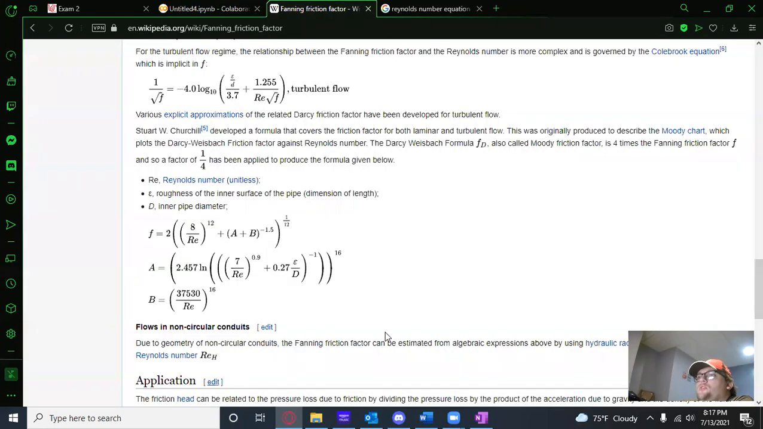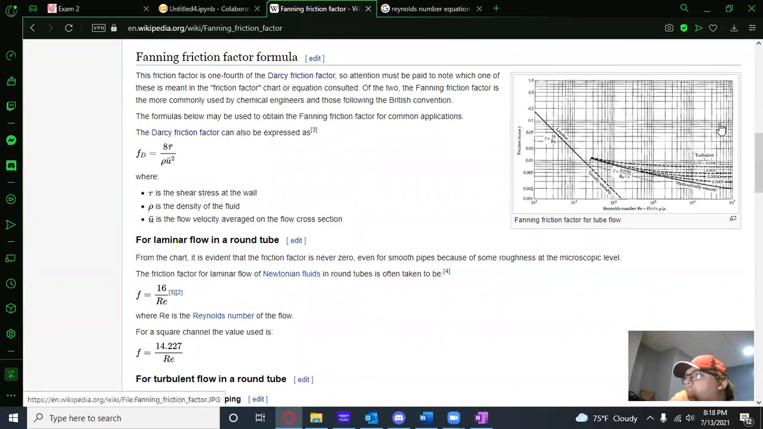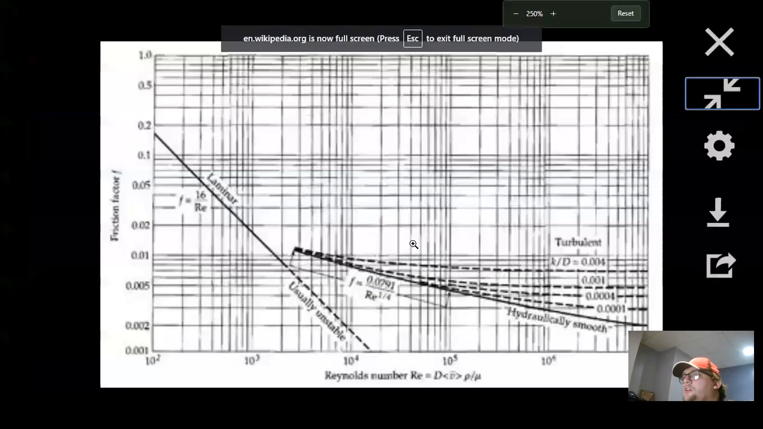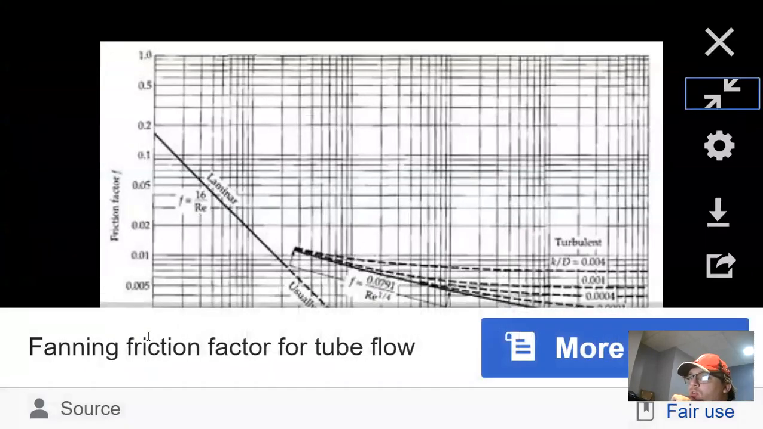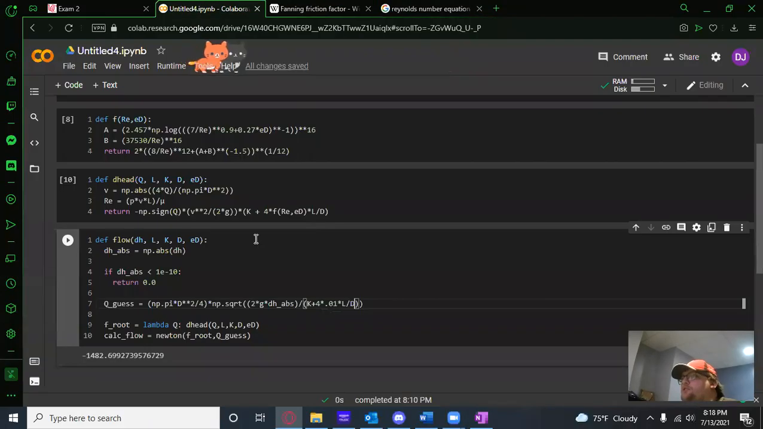So you recall, go back to our Fanning friction factor, and you notice this graph right here. Try to zoom in a little bit more. So if you see, we have our Reynolds number on the x-axis down here, and our friction factor on the y. Notice all of our values right here are right between 0.002 and 0.01. So if we do 0.01, that gives us a reasonable guess. So that's why our friction factor is using 0.01. So F is equal to 0.01.